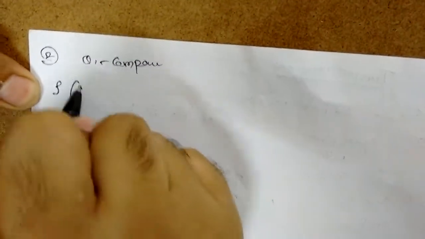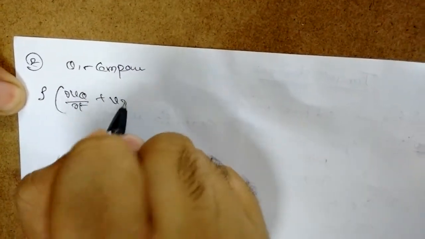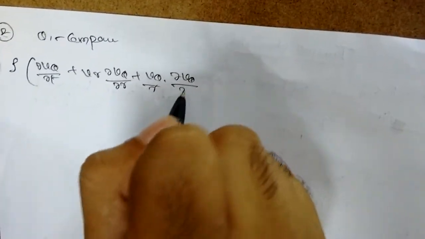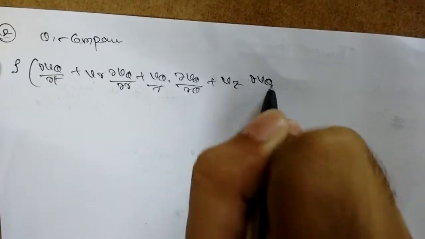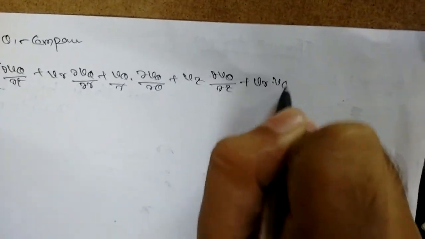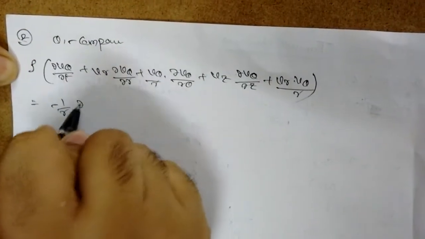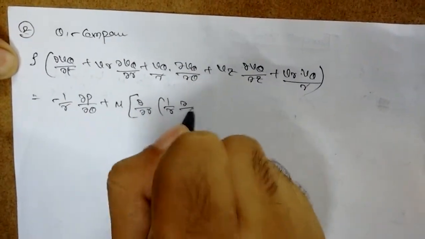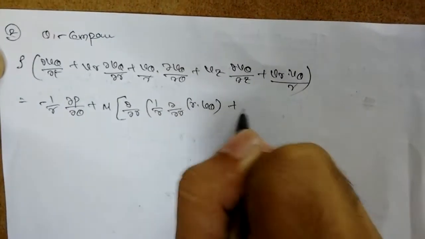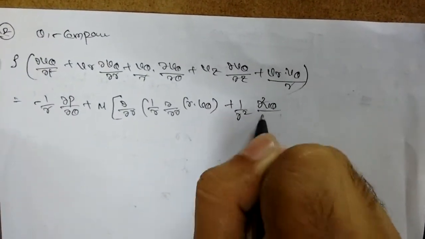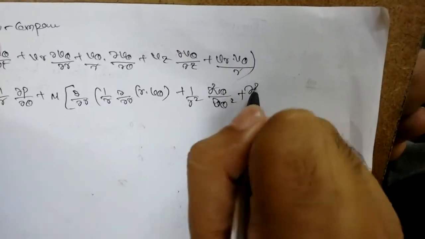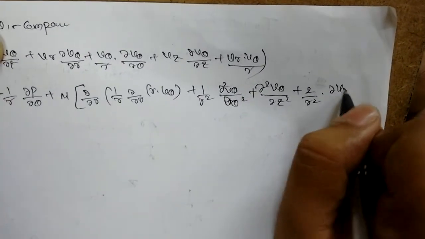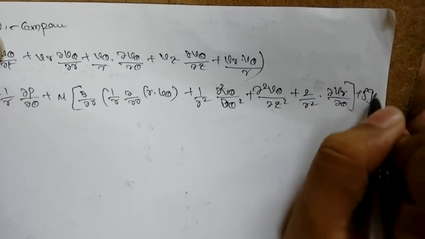In this theta component, rho into dou Vθ by dou t plus Vr into dou Vθ by dou r, plus Vθ by r into dou Vθ by dou θ, plus Vz into dou Vθ by dou z, plus Vr Vθ by r, equal to minus 1 by r into dou P by dou θ plus mu into dou by dou r of 1 by r into dou by dou r of r Vθ, plus 1 by r square into dou square Vθ by dou θ square, plus dou square Vθ by dou z square, plus 2 by r square into dou Vr by dou θ, plus rho into gθ.